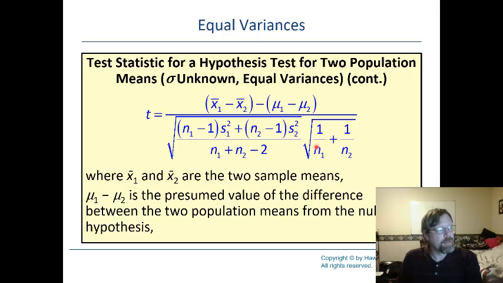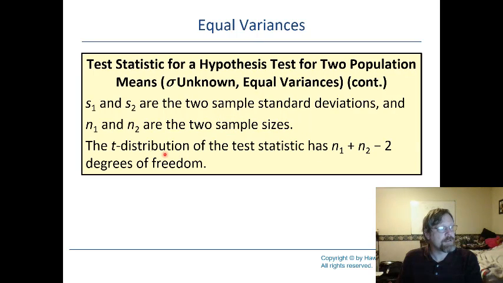The other thing to note is the degrees of freedom we use for our t-distribution is this, sample size 1 plus sample size 2 minus 2. That's our degrees of freedom in this case, instead of the smaller of the two. It's kind of a pooled degrees of freedom now.